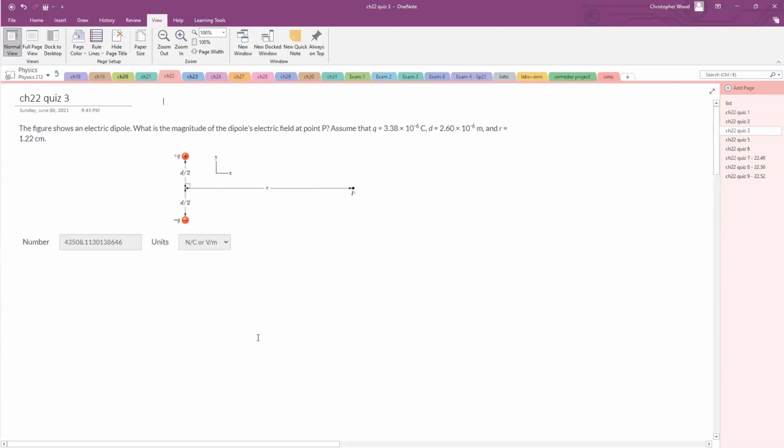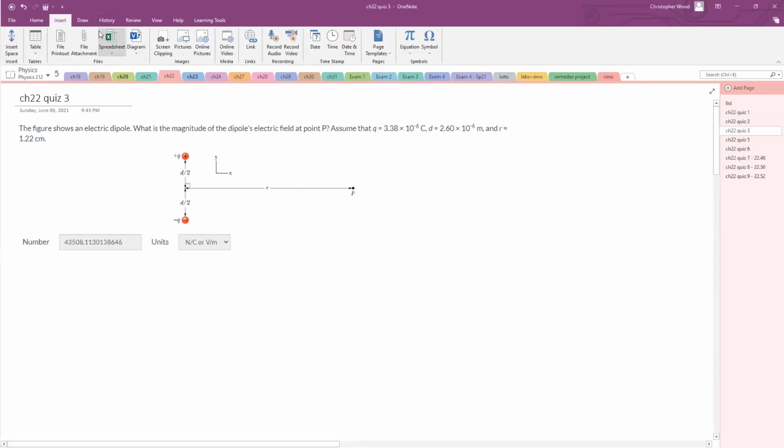All right, so now we have a dipole. And let me know if you're not seeing what I think. I'm believing this is chapter 22, quiz 3. And because I have a spotty track record, please interrupt me and let me know if this is not the case. I spent a ton of time in the lecture video talking about dipoles.